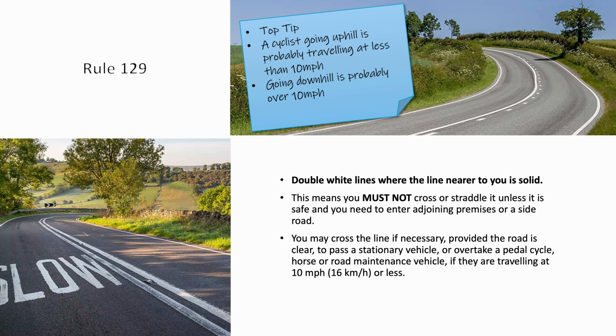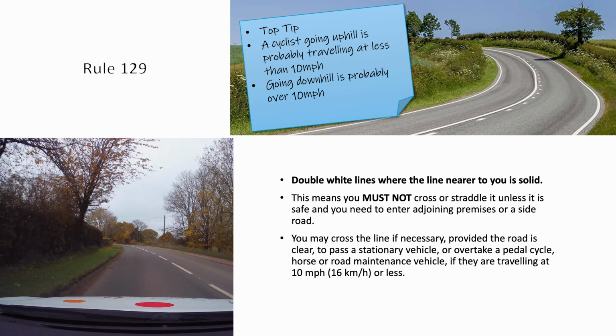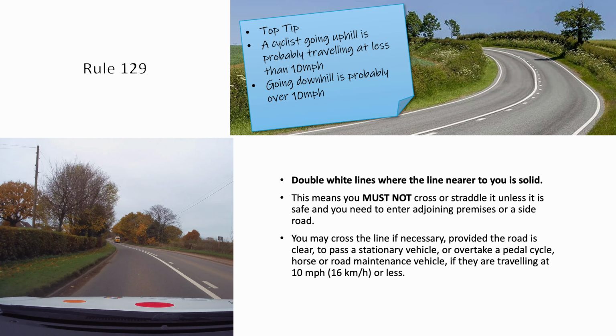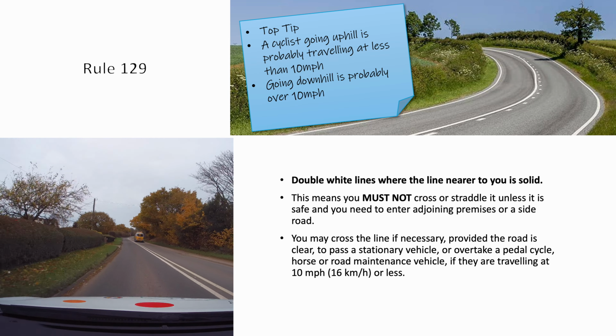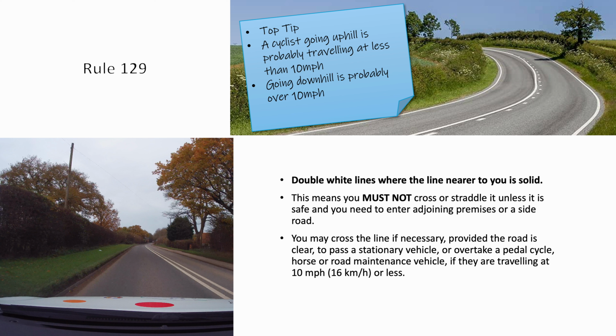Rule 129. Double white lines where the line nearer to you is solid. This means you must not cross or straddle it unless it is safe and you need to enter adjoining premises or a side road. You may cross the line if necessary, provided the road is clear, to pass a stationary vehicle or overtake a pedal cycle, horse or road maintenance vehicle if they are travelling at 10 miles per hour or less.